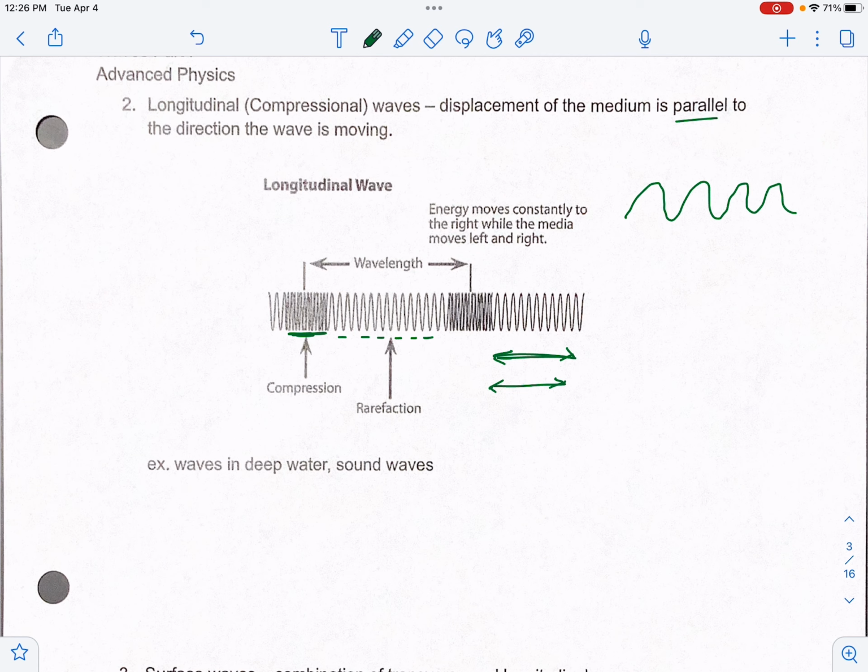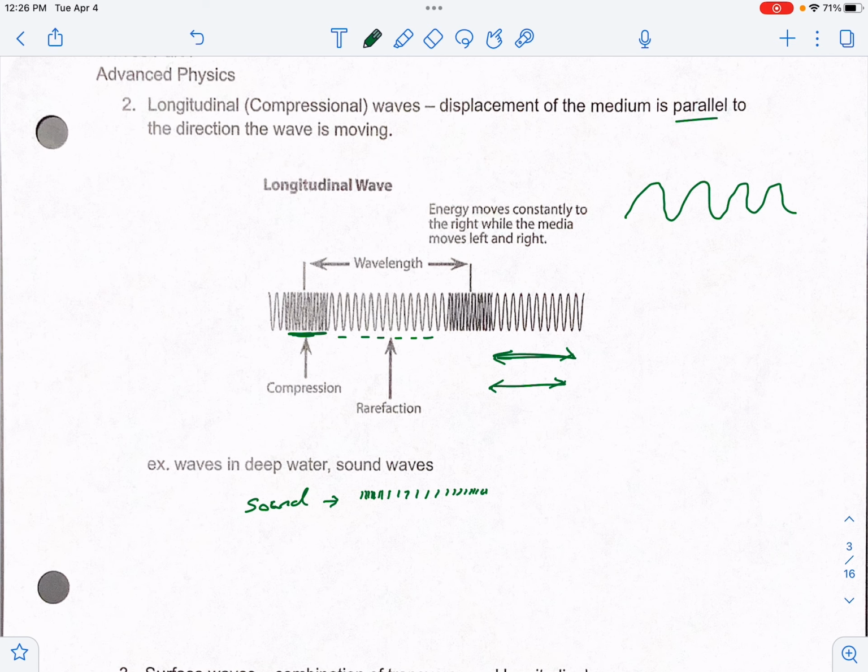Okay, so sound does not look like this. Okay, that is a transverse wave. Okay, sound actually looks like this. So what you have is something that creates an energy or a pulse or sound. It actually is a compressional, so it gets bunched up, and then it starts to stretch out, and then it starts bunching back up again. Okay, that is what a sound wave actually looks like. So that's a longitudinal wave.